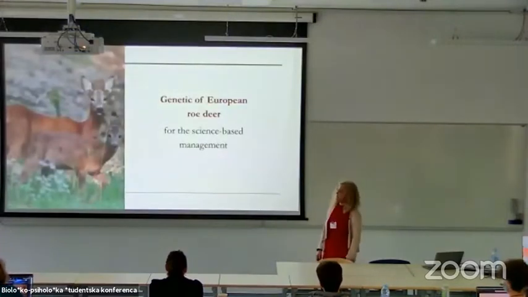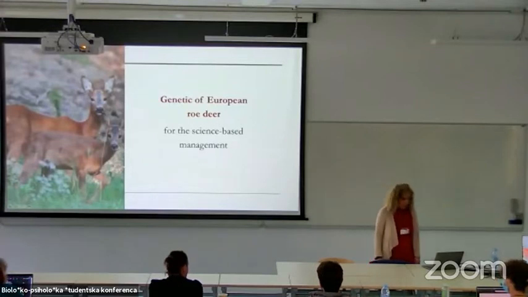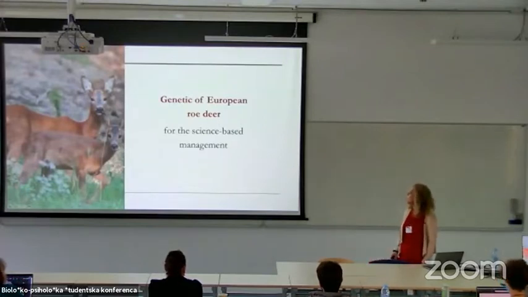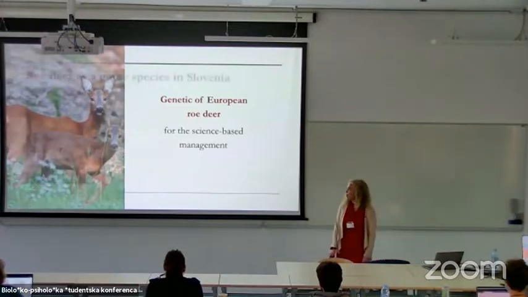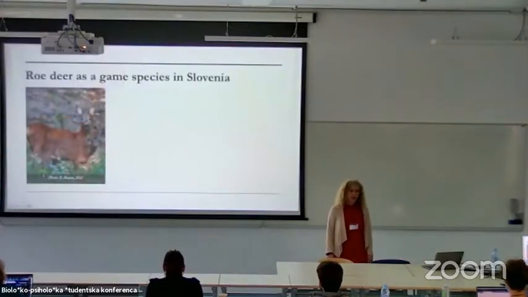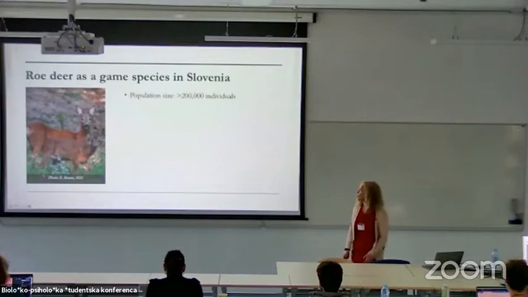So this is just a short introduction regarding the work on the wildcat, and I will now move further to the genetics of the European roe deer. Probably you know this species. It is one of the really common species in Slovenia, one of the most important game species, not just in Slovenia, but in whole Europe.